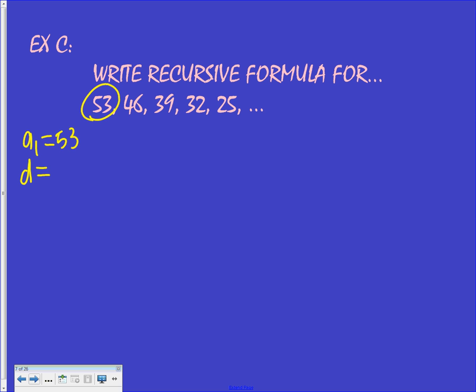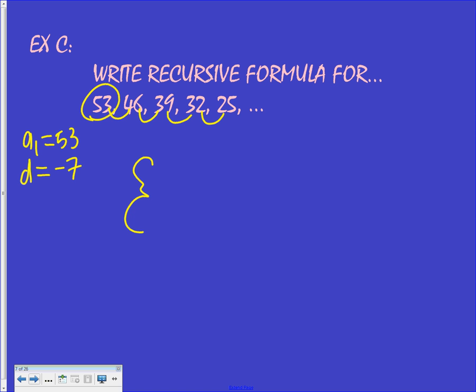And I need to know my difference, just like yesterday. So how do I get from 53 to 46? Or 46 to 39? 39 to 32? 32 to 25? Hopefully you realize that's a -7. I'm subtracting 7 each time. So those are the 2 pieces of information I need, and I can just plug them into that formula. If you need to look back to your notes, go ahead.